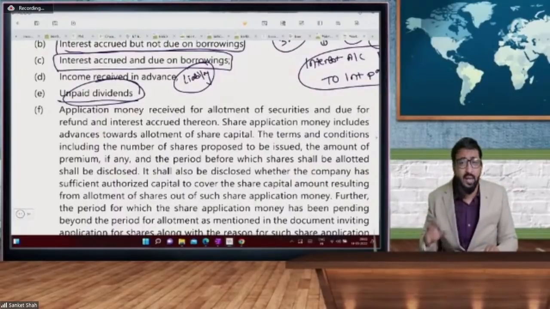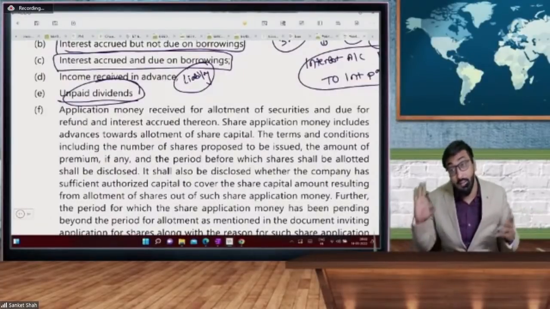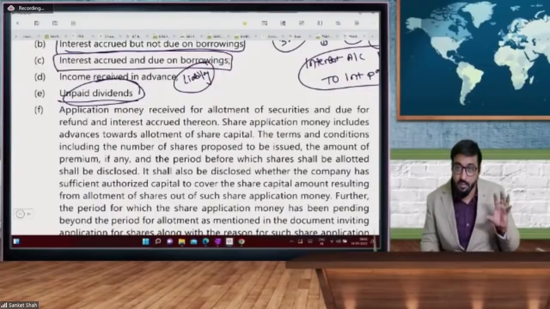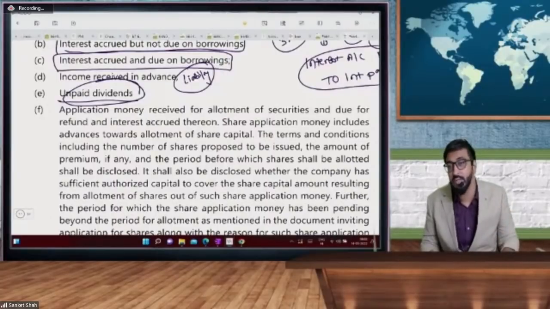Many times it happened, suppose you shifted abroad. At the time of physical delivery it was very difficult to identify the shareholder and give the cheque directly in their account. It was very difficult, and that's why this type of demat account was introduced by SEBI. So see the benefit of this.